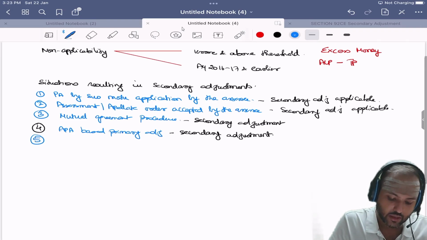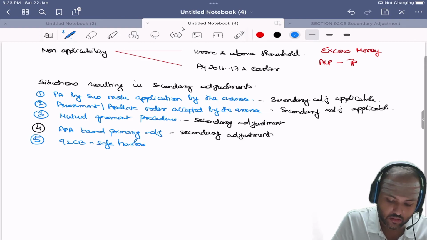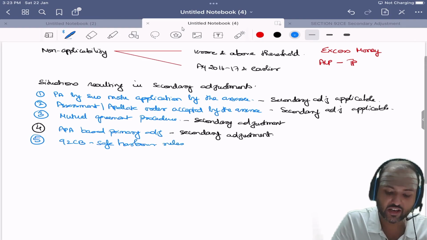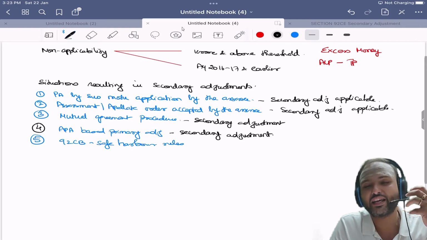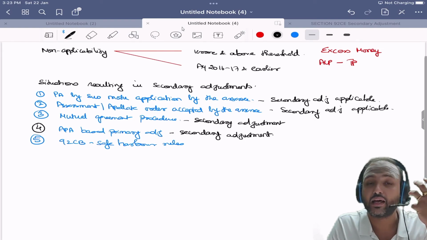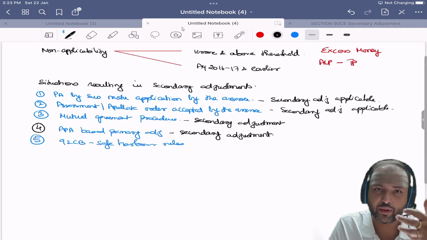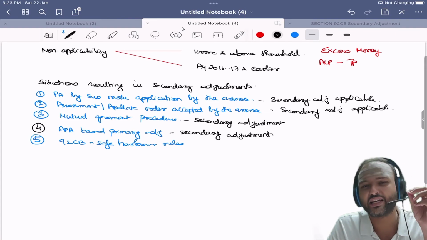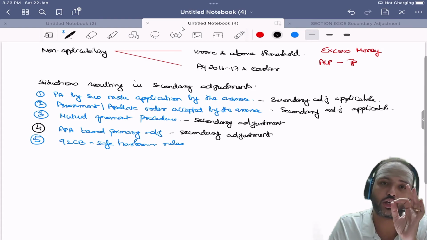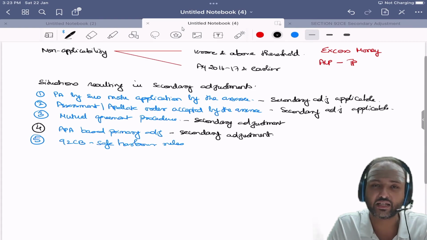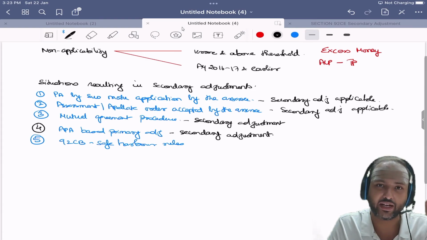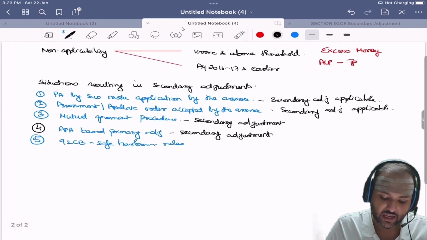Okay, now, last point, section 92CB safe harbor rules. So what are safe harbor rules? They would have already given us the acceptable thresholds of application. If we operate within those thresholds, then generally the assessing officers will not question us about the international transaction or the arm's length price for that matter. So this is called safe harbor rules.